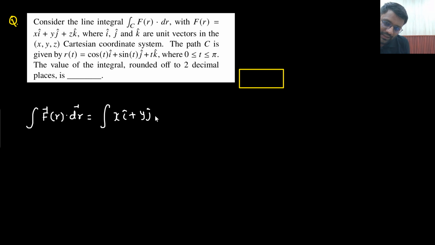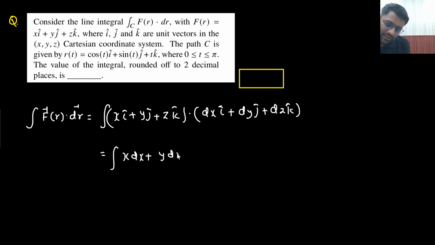Sir, what kind of question is it? Sir, if I read the question, F(r) dot dr I am supposed to calculate. Okay, sir, I am supposed to calculate F(r) dot dr. Sir, what is that F(r) dot dr? Sir, if I do F(r) dot dr, then F(r) is x i cap plus y j cap plus z k cap.